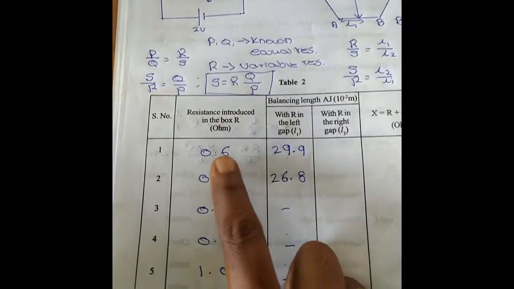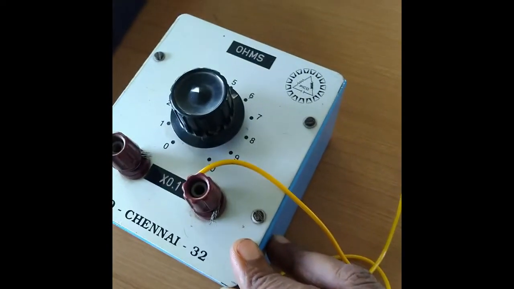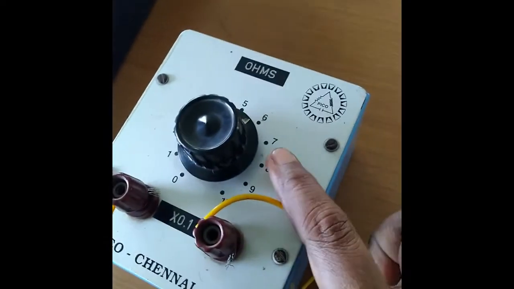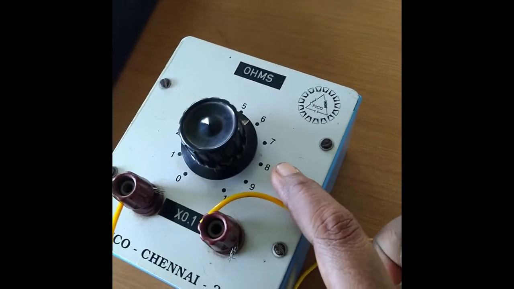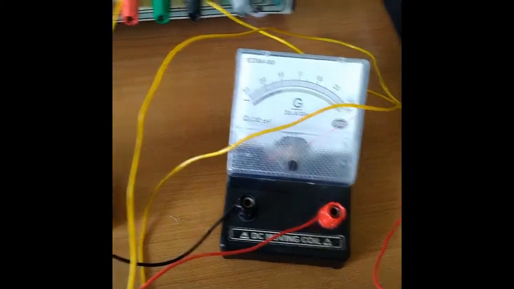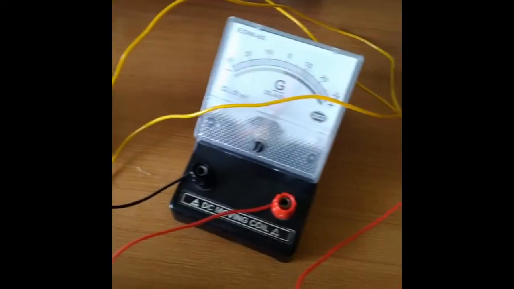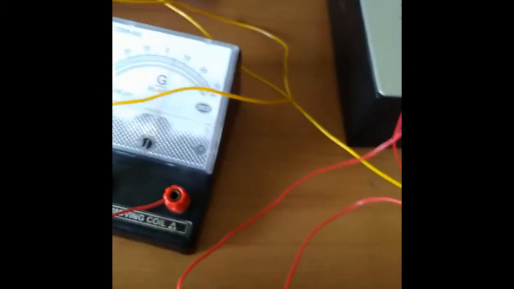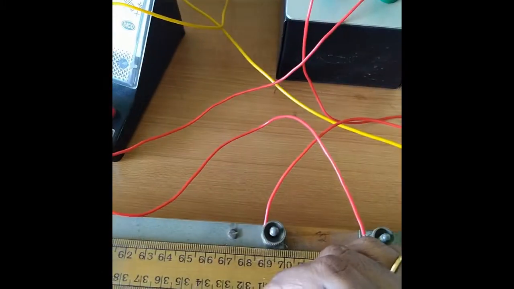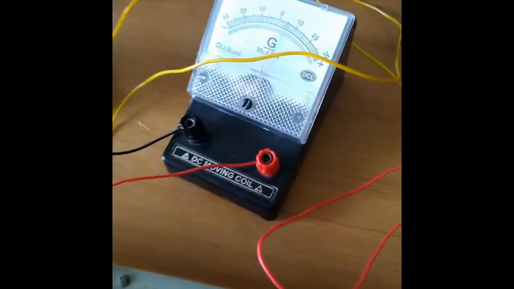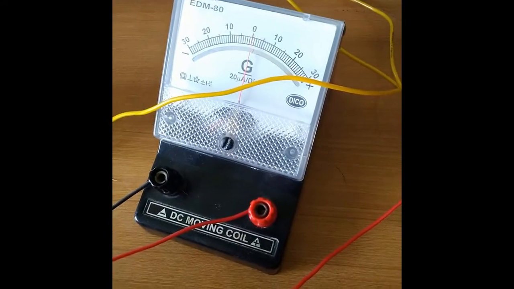Again, I have to put 0.6 in the fractional resistance box, and I need to measure the balancing length. Let me take 0.6 on the fractional resistance box R, and let me check the balancing length again. Check the deflection in the galvanometer. It is to the extreme right. The deflection is decreasing. It is around 0.